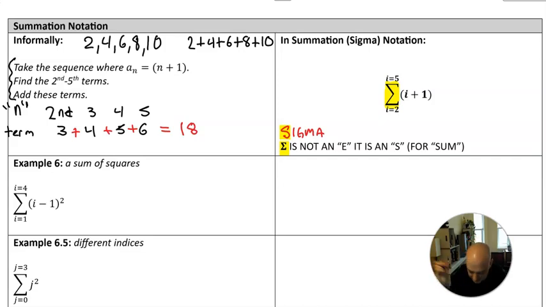So the sigma is a command to add some terms. That idea, that it's a computer command, a command to add, is a very important idea. That's a great way to think of sigmas. So what are the different pieces?